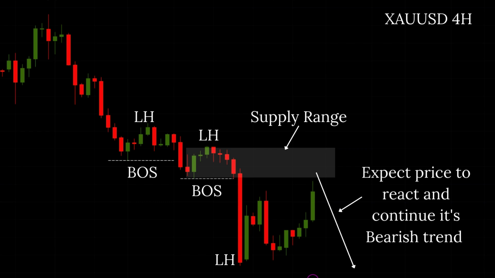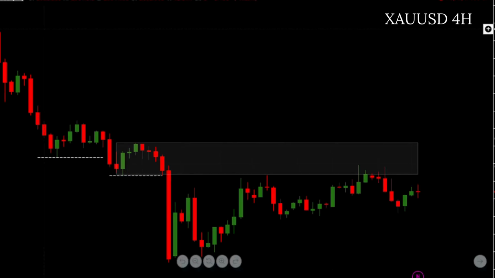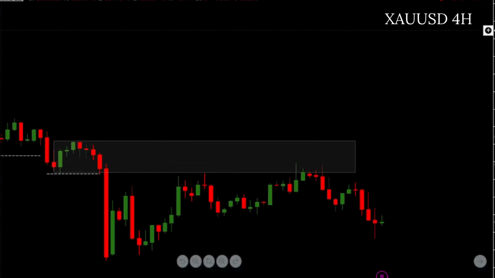Here on Gold USD 4 hours time frame. The market is clearly in a downtrend, forming lower lows and lower highs. We mark out the supply range zone, an area where we expect price to react from and form a new lower low to continue its bearish movement.